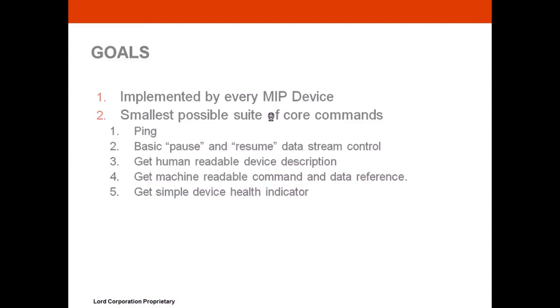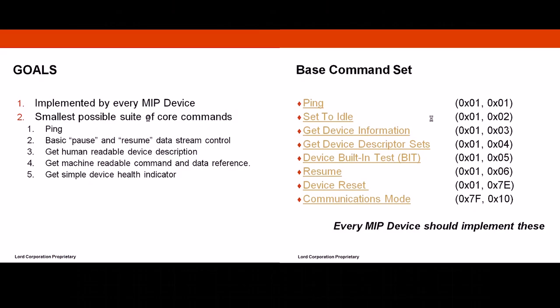I want to go quickly over the base commands because these are the key to communicating to any MIP device. Integrated into every MIP device is a very small suite of commands called the base commands. If you implement these commands, you can do basic identification and control on any MIP device that we produce. It's a ping, it's a basic pause and resume, so you can pause a device from streaming data, have it resume data when you're done. It gets a human readable device description, gets machine readable command and data references, and gets a simple machine health indicator, a single value that tells you if the device is happy or not.